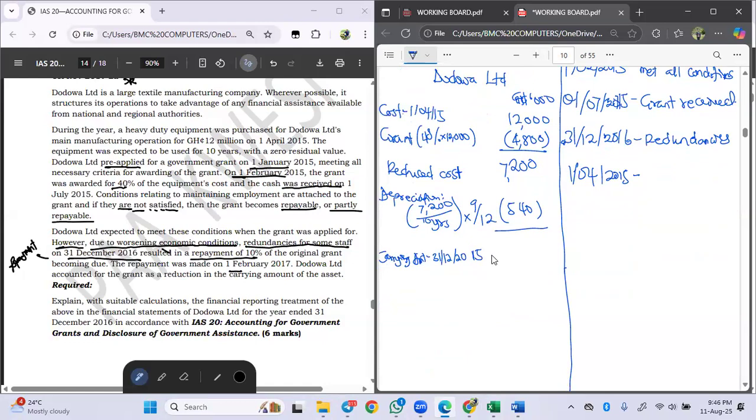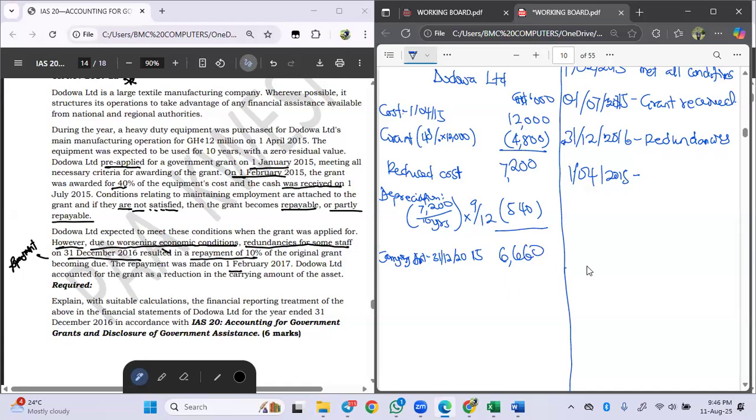You see why I was saying that PPE is the mother of all asset standards. The carrying amount is 6,660.